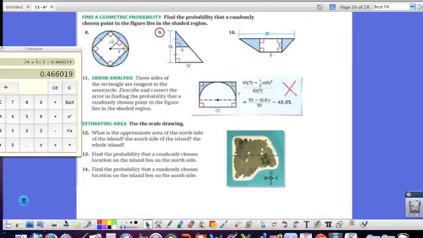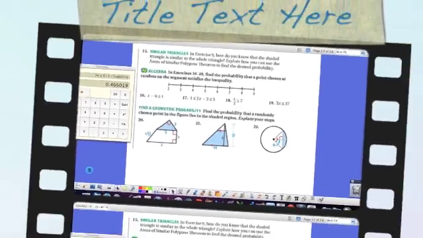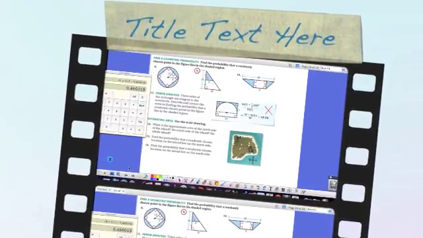And that's all their lesson is. Here are the problems from which you can get your homework. But you should be able to do this.